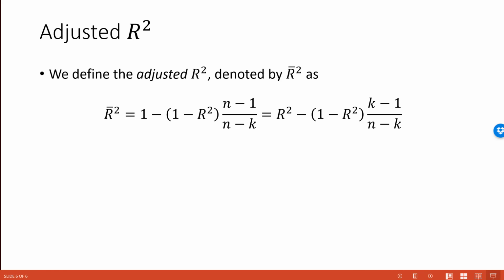So if you want to compare two models which are identical and they only differ in that one model has more explanatory variables than the other one, that is, model 2 has all the explanatory variables of model 1 plus some more, then you cannot just simply compare the R square values, because model 2 will always have a higher R square value. So people then tend to compare the adjusted R square instead.